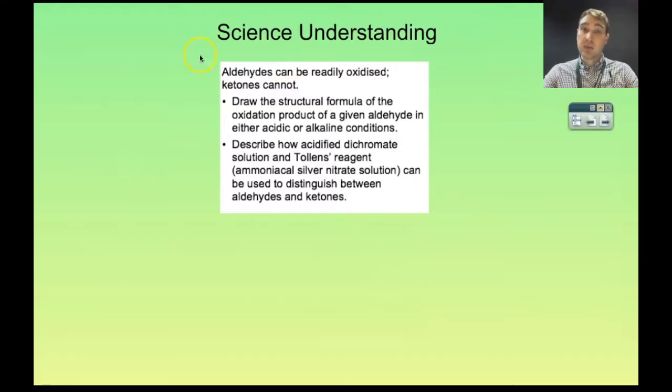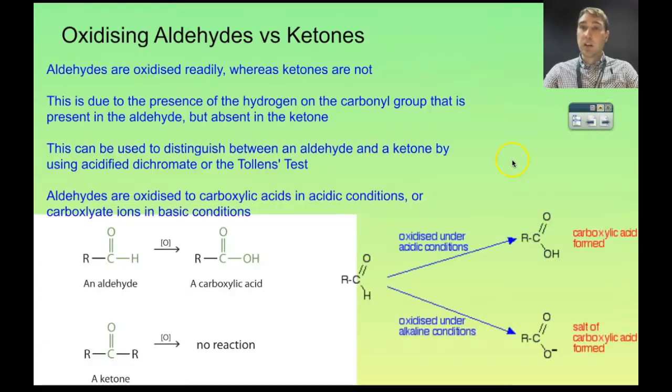So the science understanding we're looking at: aldehydes can be oxidized, ketones can't. Draw the structural formula of an oxidation product of an aldehyde in acidic or alkaline conditions, and describe how acidified dichromate and Tollens reagent can be used to distinguish between aldehydes and ketones. So looking at aldehydes versus ketones, the aldehydes we can oxidize easily, whereas ketones we can't.